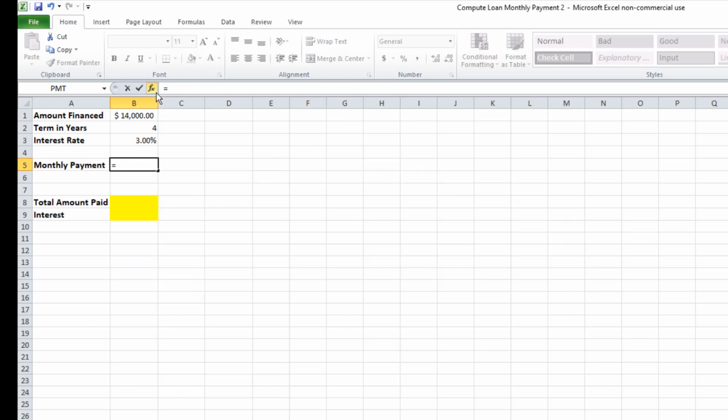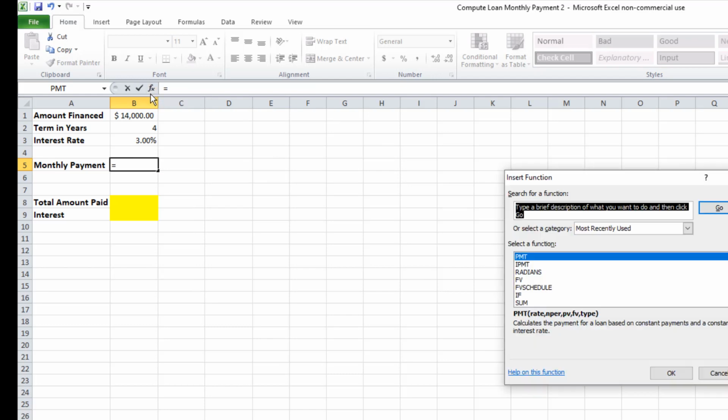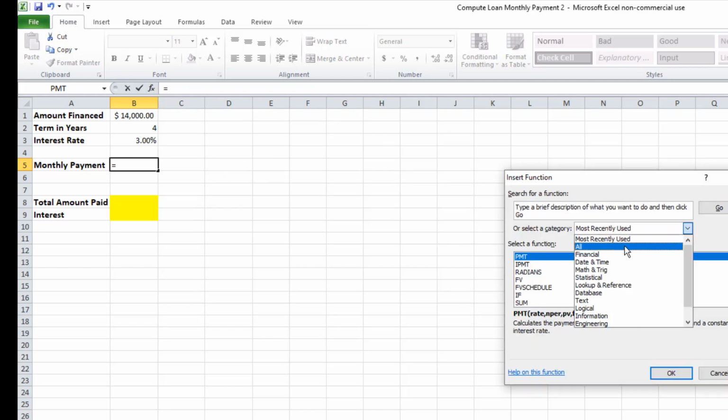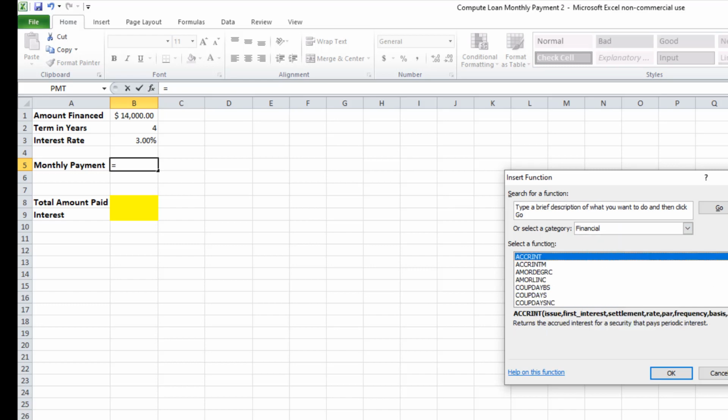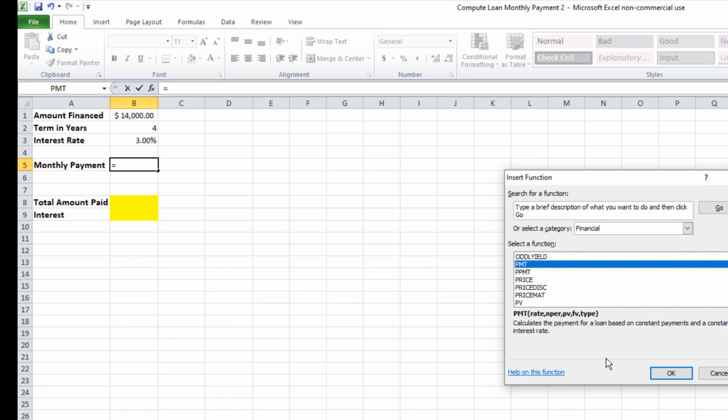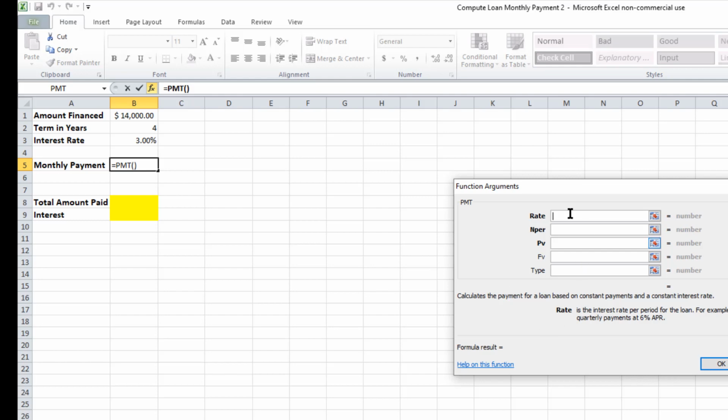Or you can go ahead and click up here, FX, and it gives you a menu. You can put it on, say, finance, and then scroll down to find what you want. You want PMT, this one right here, and then I click OK. And then you enter the data. I want to set this up so I could go back and do a what if, if the rate changes or the amount financed changes. I can just plug those in and not have to do this every time I want to compute something.